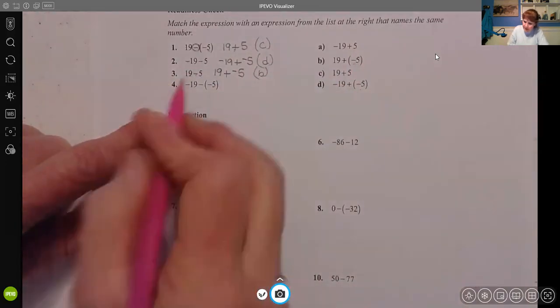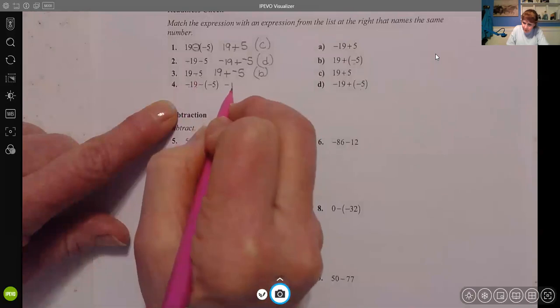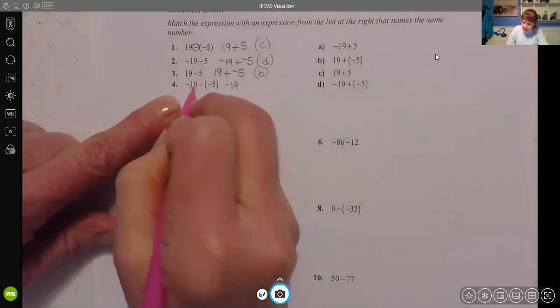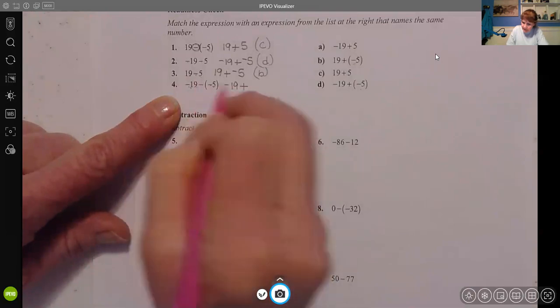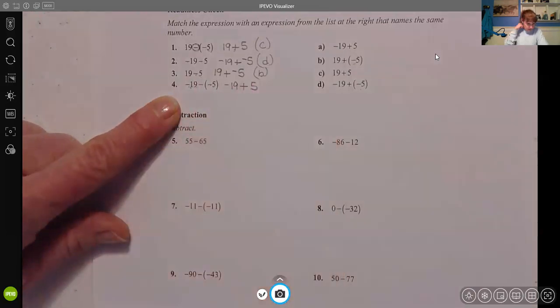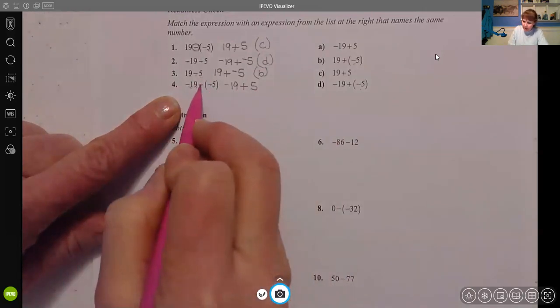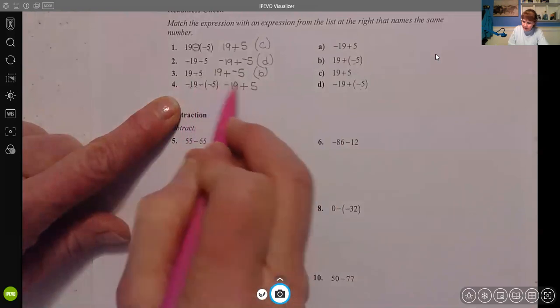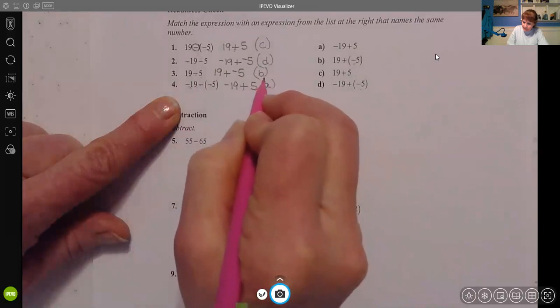All right, let's look at this one. We have a negative 19. We leave the first one alone, negative 19, change that to a plus, and the negative 5 becomes a positive 5. So that next number, it's always the opposite. When you change that subtraction to addition, you'll have the opposite, a positive 5. So this one ends up being A.